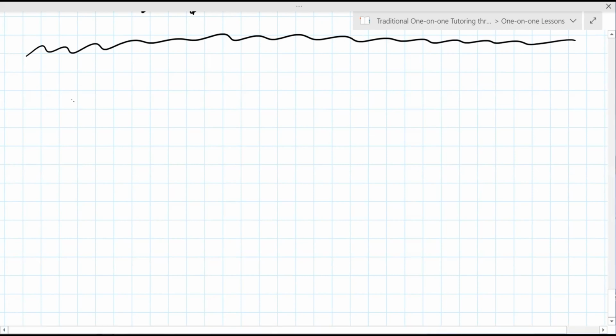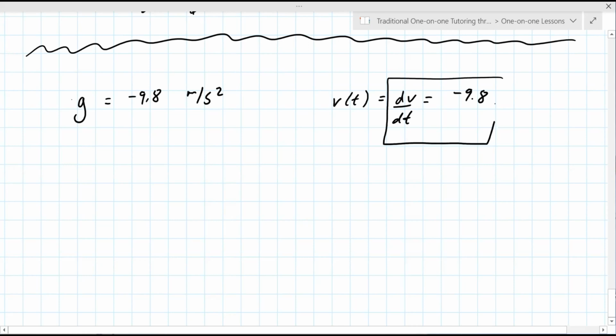Okay. So this is the example. In physics, the acceleration due to gravity is minus 9.8 meters per second squared. So your velocity is really a differential equation. It's dv dt equals minus 9.8. And if you were shown this, you could actually solve it. So v is equal to the integral of minus 9.8 dt. So this is minus 9.8 t plus c.